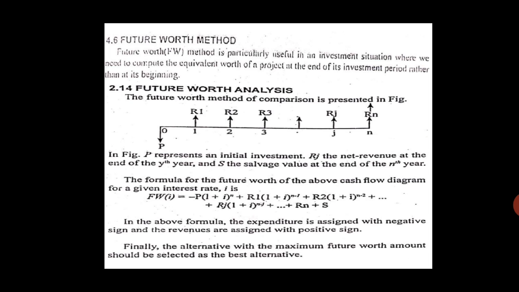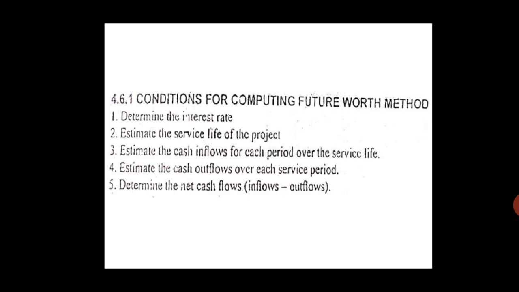You can see in the above formula the expenditure is assigned a negative sign and the revenues are assigned a positive sign. So whatever incoming money is there, that is our revenue, this is positive. Whatever is outgoing is expenditure, that is negative. So how to make the selection when you are comparing two or three proposals? When you have to select one out of the two or three, you will choose the alternative with the maximum future worth amount. That should be positive and maximum. Then only you are going to consider that project or that alternative.